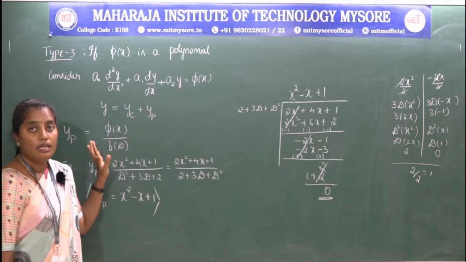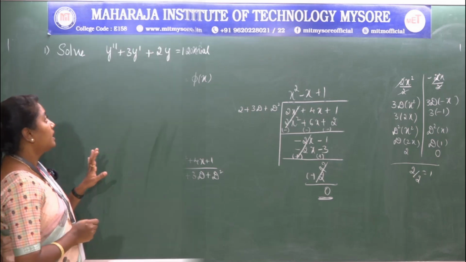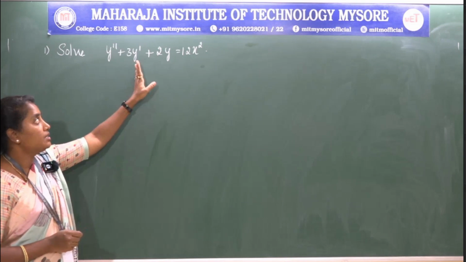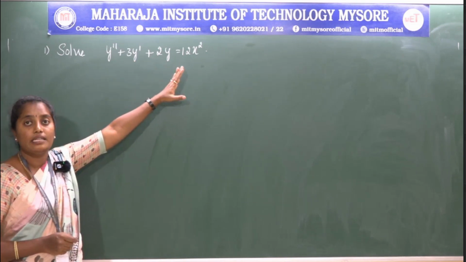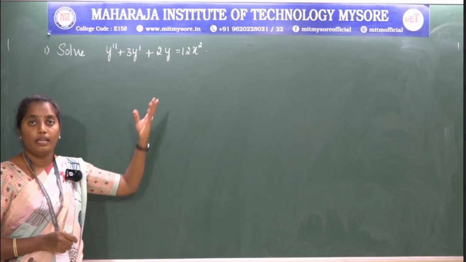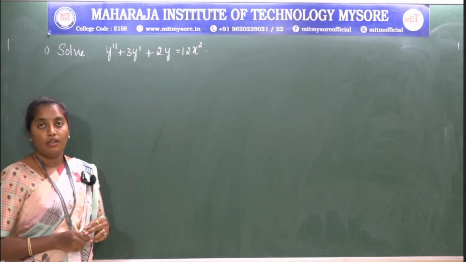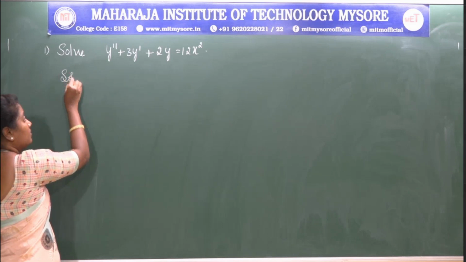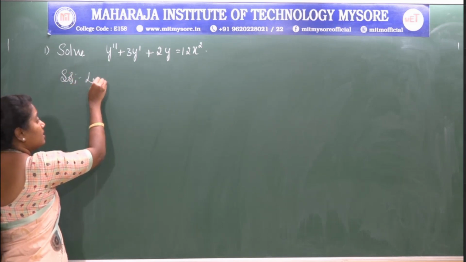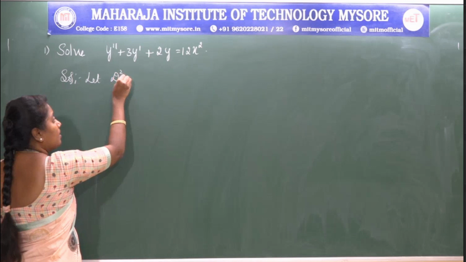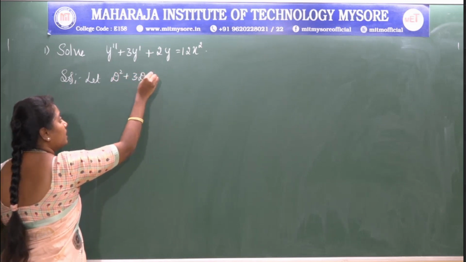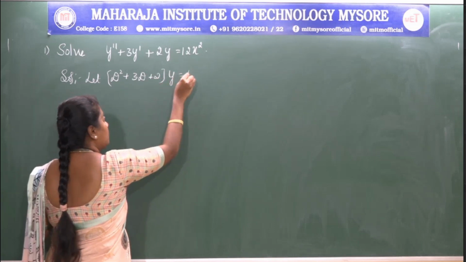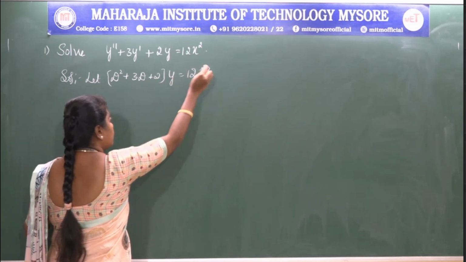So let us solve some problems on this. On type 3, that is, if phi of x is a polynomial: y double dash plus 3y dash plus 2y is equal to 12x square. Here 12x square is the polynomial. So let us find the solution of this. This can be written as D square plus 3D plus 2 times y is equal to 12x square.